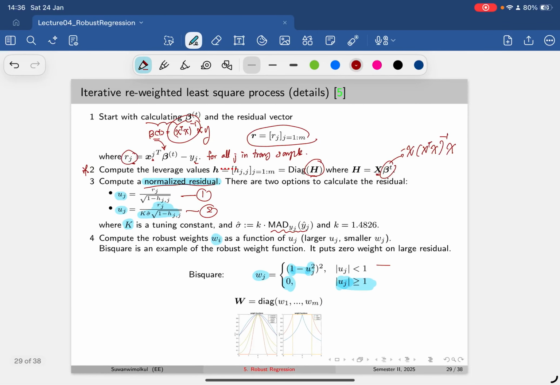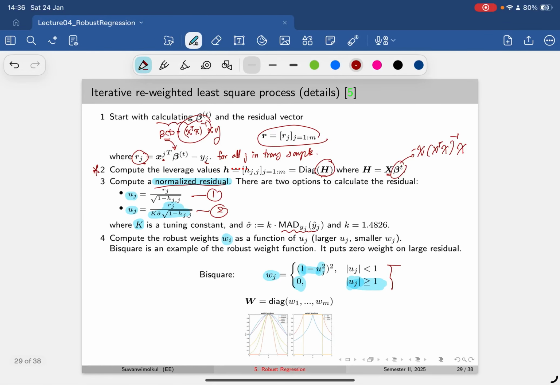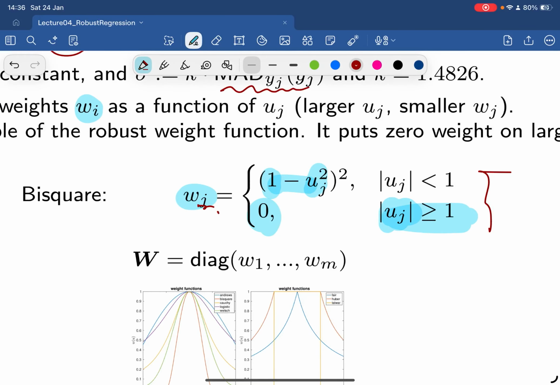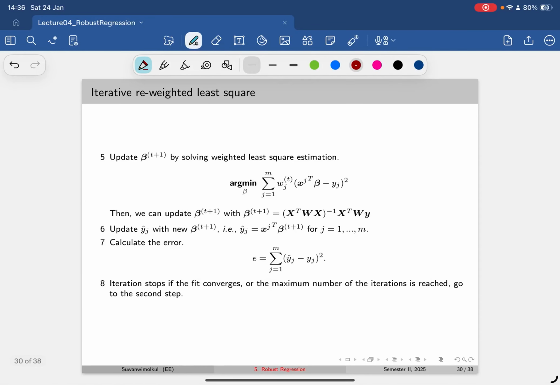So after you have this weight for each J, you put it back into the diagonal matrix W. And after that, you solve for beta with the weighted least square problem. Once you have your new beta, you can update it with some optimization problem, or you can choose to update it with this pseudo inverse, right?